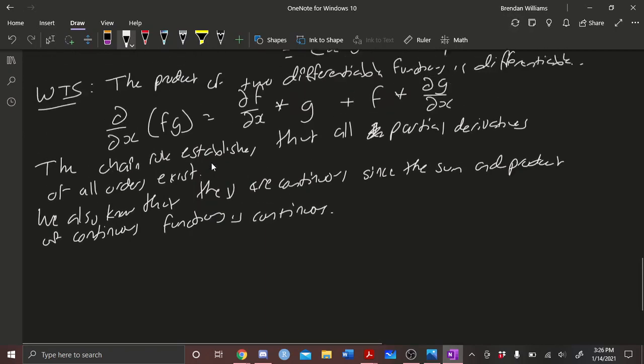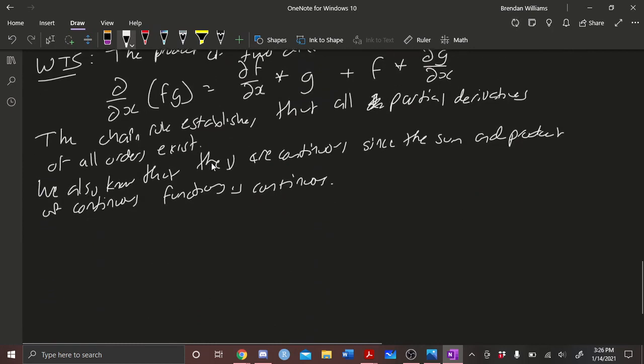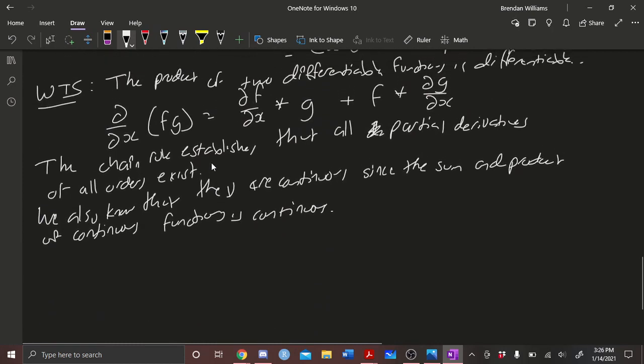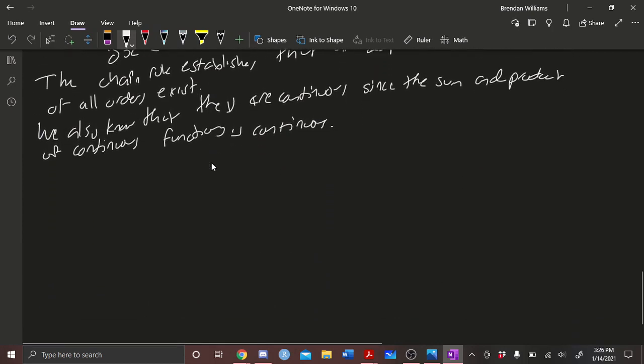So this shows that it's true for multiplication. You could do the same thing for addition, but it should be easier for addition, I believe.